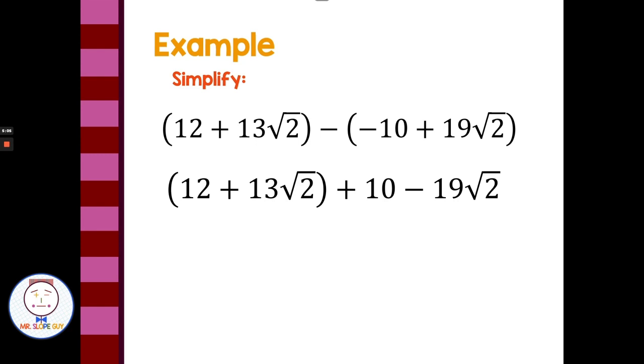Well, which ones are alike? 10 and 12 are alike. We can add those and get 22. And 13 radical 2 and negative 19 radical 2 will combine to give us negative 6 radical 2. Then we cannot add or subtract these at the end, so that would be our final answer.